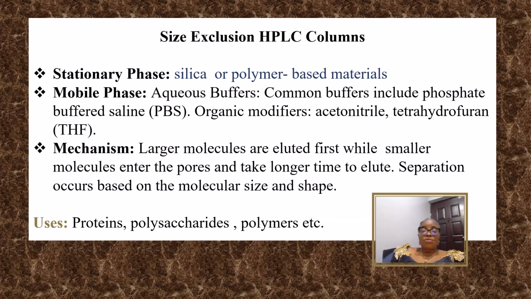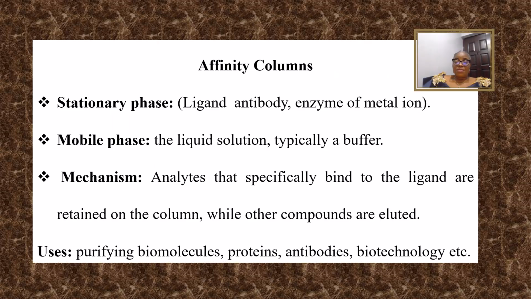We also have the size exclusion HPLC column. The stationary phase used is porous beads, particles, often silica or polymer-based materials. The mobile phase is aqueous buffers. Common buffers include phosphate-buffered saline, and organic modifiers such as acetonitrile, tetrahydrofuran, and others. The mechanism is that larger molecules are eluted first, while smaller molecules enter the pores and take longer to elute. Separation occurs based on molecular size and shape. It's used for the analysis of proteins, polysaccharides, and polymers, etc.